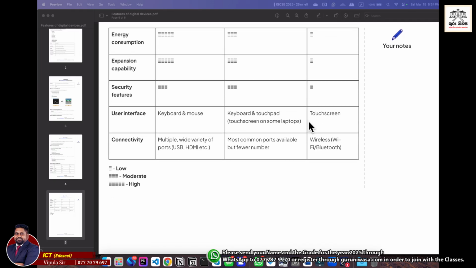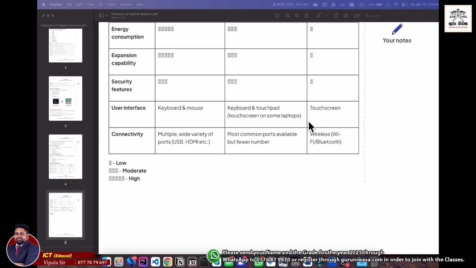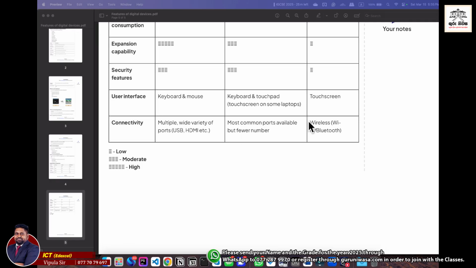The user interface, obviously, is keyboard and mouse for a desktop, and for a laptop it can be a touchpad, or keyboard and touchpad, or, on the newer laptops, there are designed models where it actually lets you touch the screen and use the device by just swiping your fingers. But mobile phones are now all defaulted into touch screens.